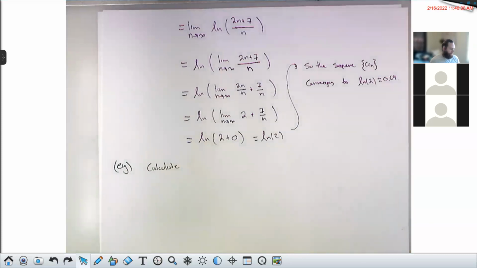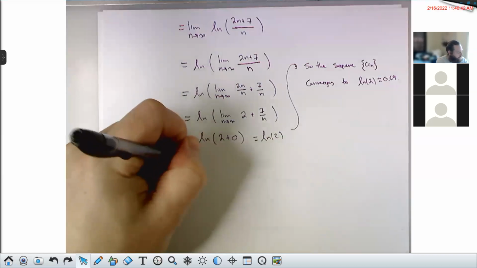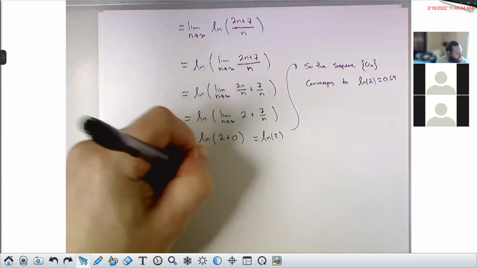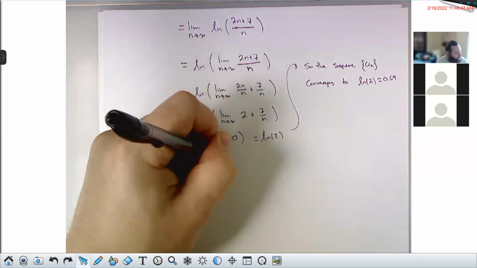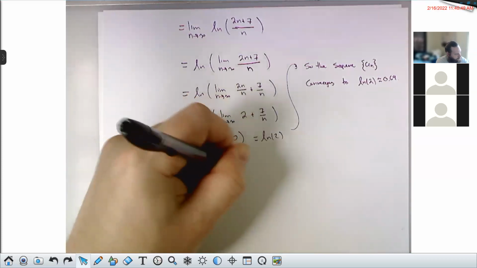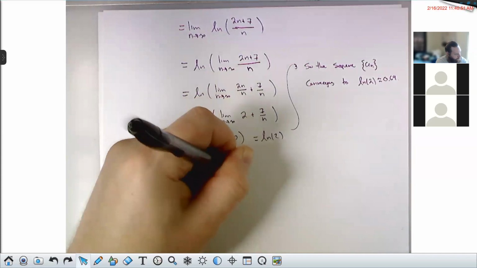All right. An example where we cannot escape L'Hopital's rule is something like the limit as n goes to infinity of n cubed over e to the n squared.